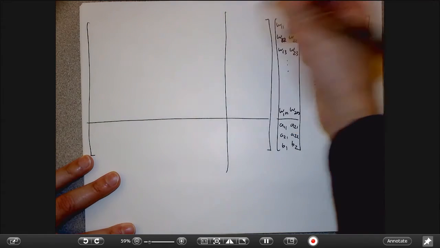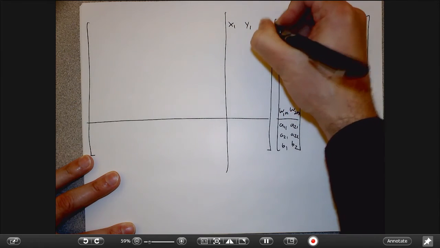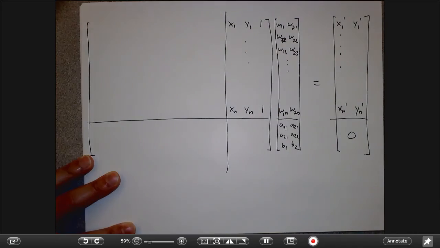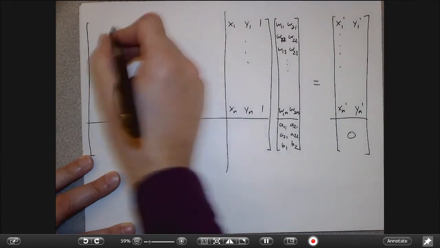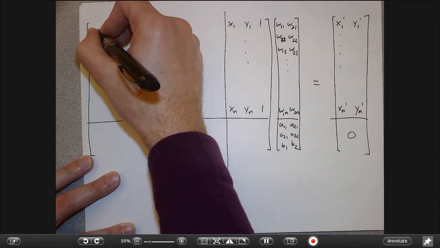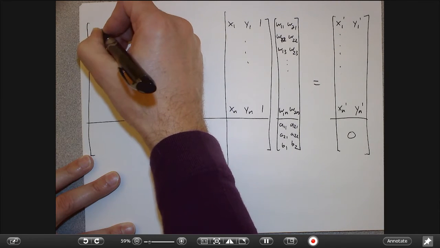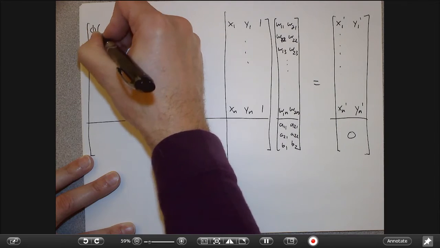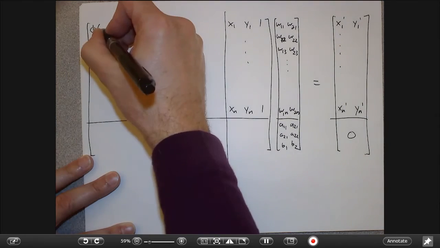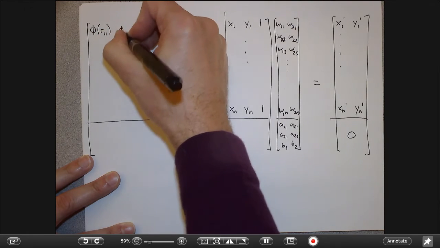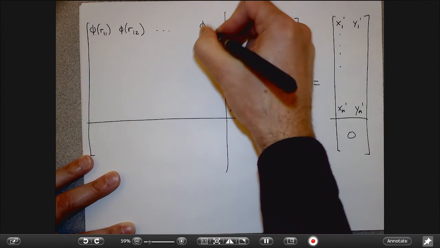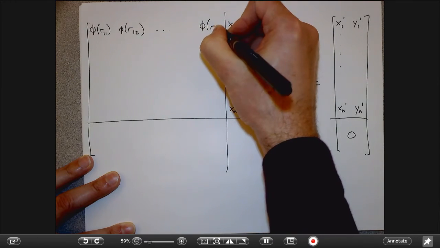These are just going to be x1, y1, 1, all the way down to xn, yn, 1. And then what's going to be multiplying all these w's are these phis, right? So I'm going to have basically phi here. Actually, to make this a little bit easier, I'm just going to abbreviate these radii like this. So this is like saying how far away is point 1 from point n, and so on.